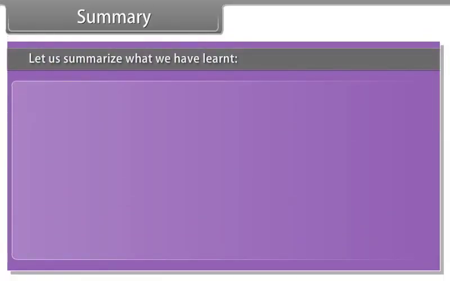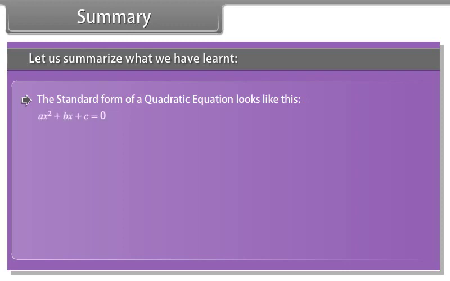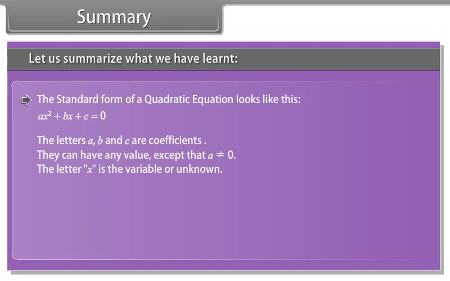Summary. Let us summarize what we have learned. The standard form of a quadratic equation looks like this: ax² + bx + c = 0. The letters a, b and c are coefficients. They can have any value except that a can't be 0. The letter x is the variable or unknown.